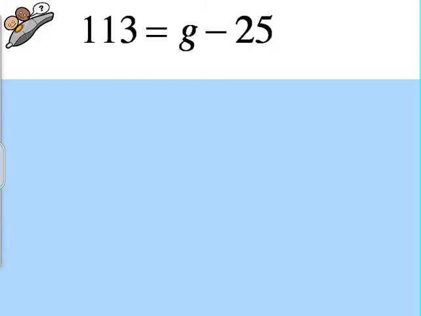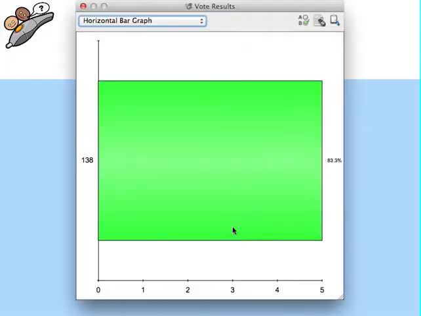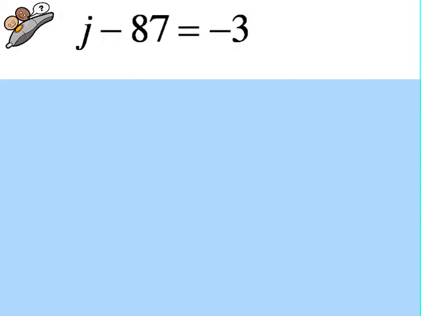Okay, so let's see what your answers are. Answer is 138. Nice job. Okay, so let's go ahead and look at the next one. j minus 87 equals negative 3.